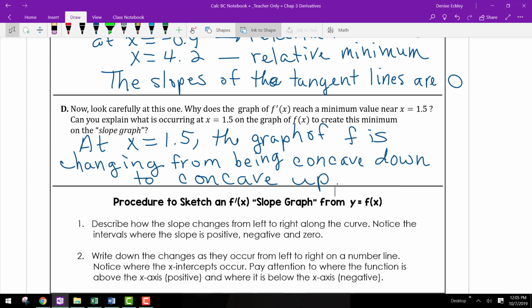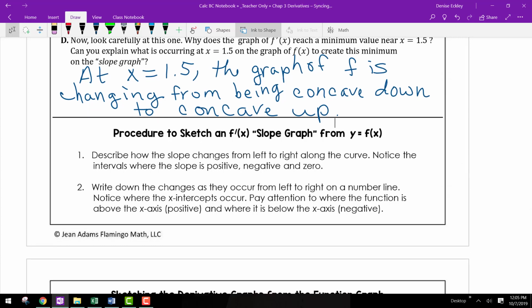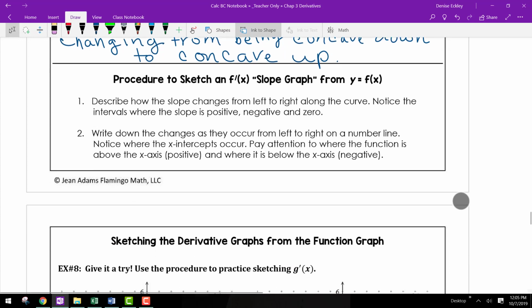So here's what you want to have going through your head as you go through this. To sketch an f prime graph, a slope graph from a curve, you want to describe how the slope changes from left to right along the curve. Notice the intervals where the slope is positive, negative, or 0. Write down the changes as they occur on the number line. Notice where the x-intercepts occur, and pay attention to where the function is above the x-axis and where it's below the x-axis. So that's going to come out to play in the slope graph.